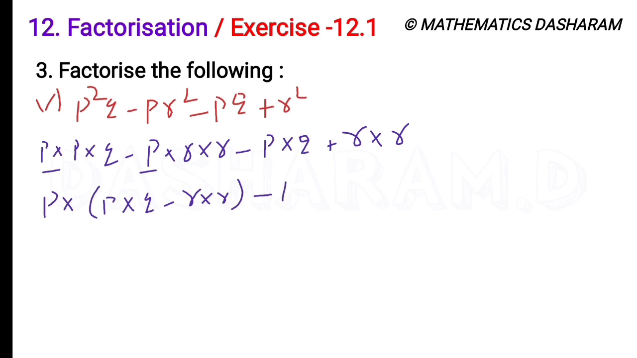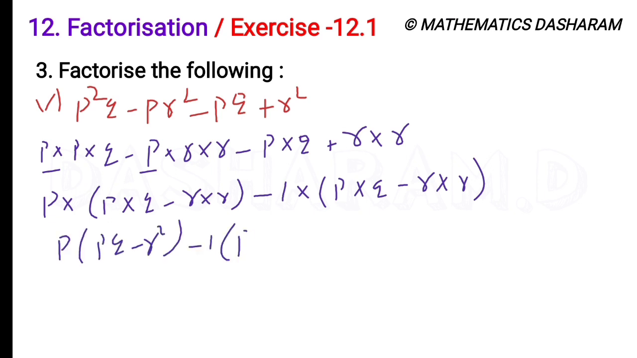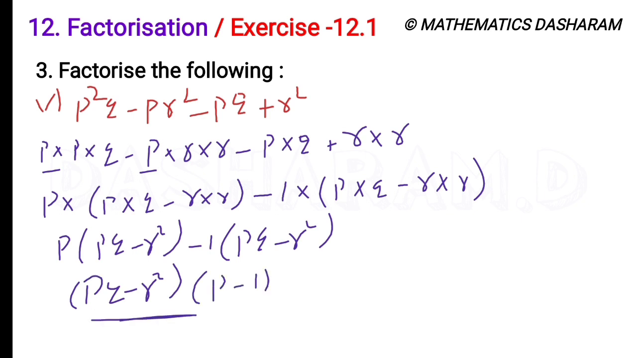So then take the 1. So 1 into bracket of here p into q will come as it is, and the plus symbol will be changed because we are taking the minus common, and here r into r will come as it is. So now p into (pq minus r square) minus 1 into (pq minus r square). Now pq minus r square is a common into p minus 1. So (pq minus r square) into (p minus 1) is the answer.